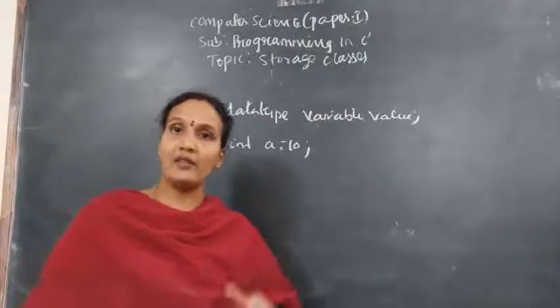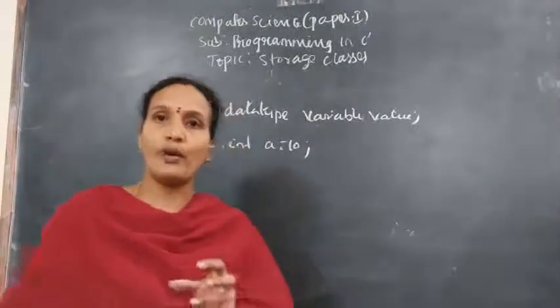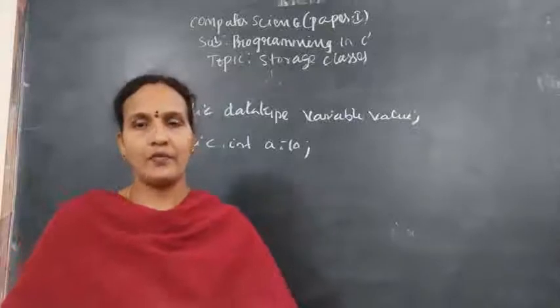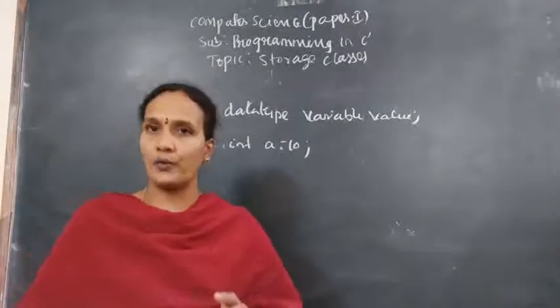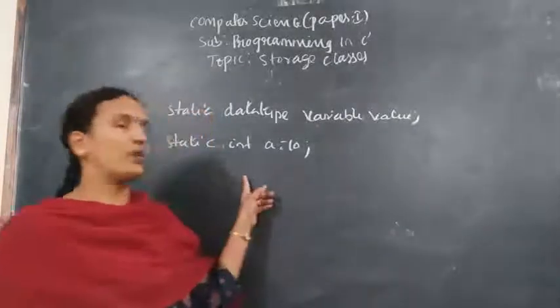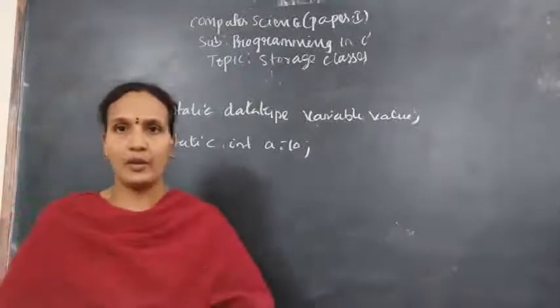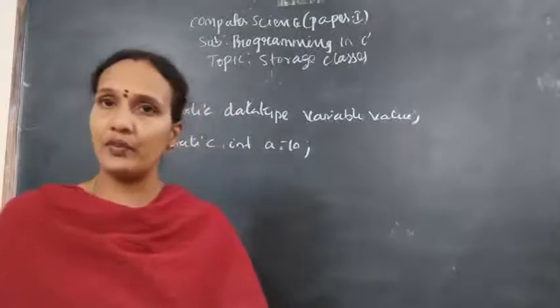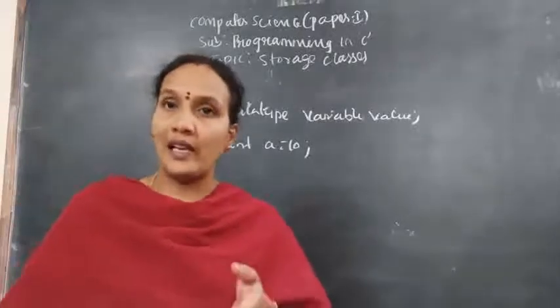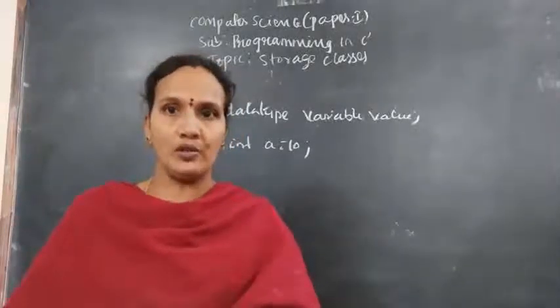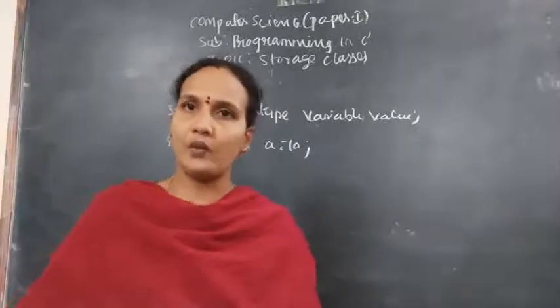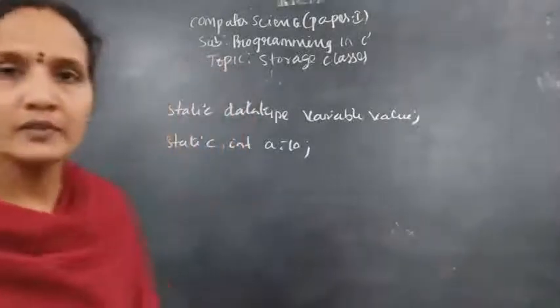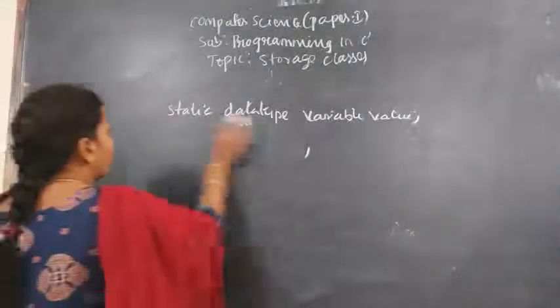So this 10 will remain in the program until you close your program. It means as long as your program is executing, this variable will be in the memory because I have declared that variable as static. What is the life of the static variable? The life of the static variable equals the life of the program. Okay, so this is static. Next we'll discuss register.